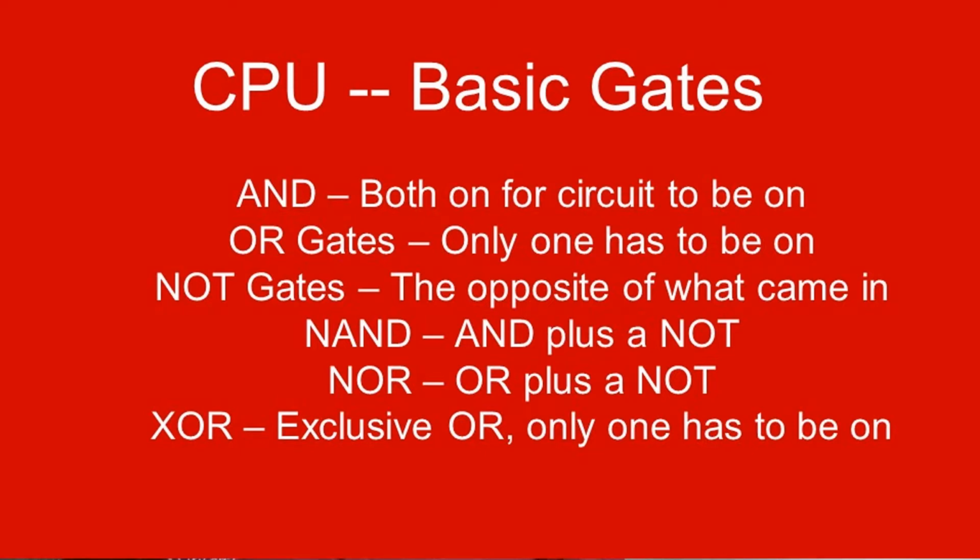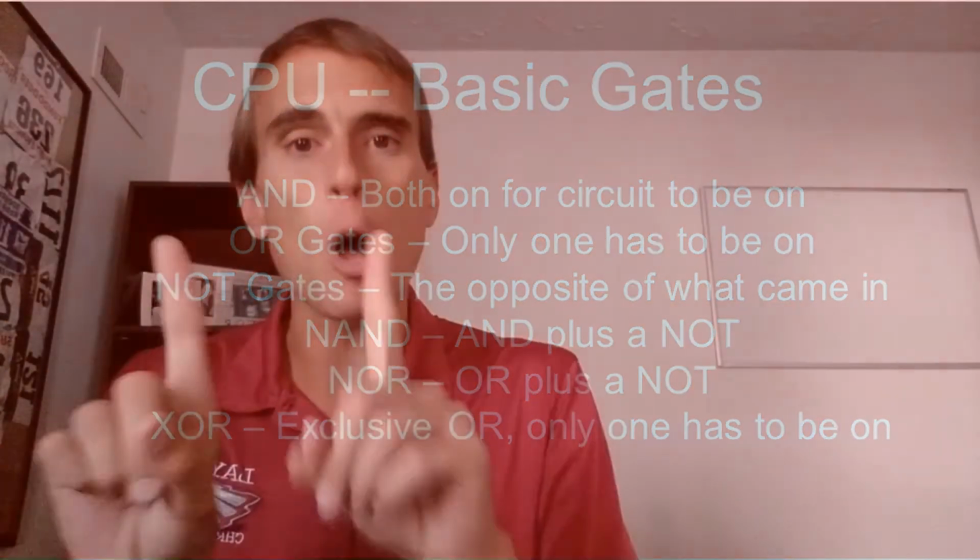Then you have another type of gate that's a little bit more complicated. It's called an exclusive OR. So in an OR gate, you only had to have one that was on, and if both were on, then it was still on. In a XOR gate, if both are on, then it's off. But if one is on and one is off, then it's on. If this one's off and this one's on, then it's on. But if they're both off, obviously no power is going to get through. There's no power coming from anywhere. So those are the 6 basic gates.